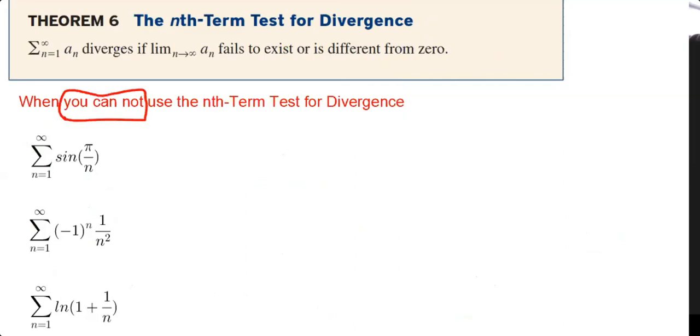When you cannot use this test. What was the only time that we said you cannot use this test? If it equals 0. Right. If my limit is 0, right?